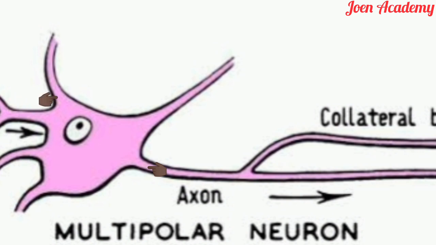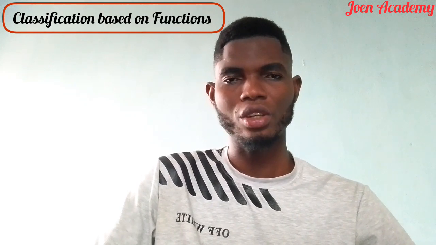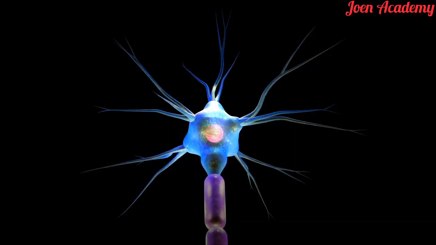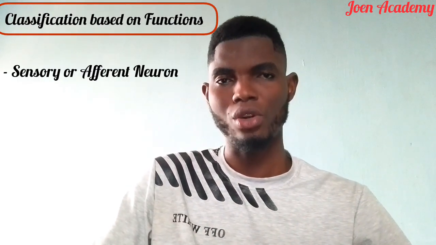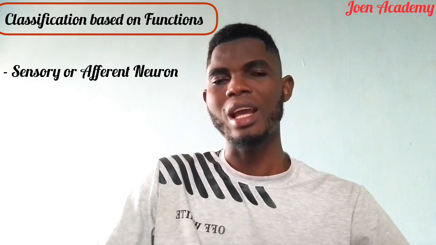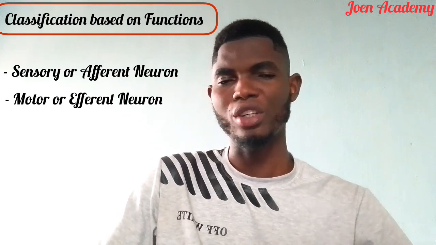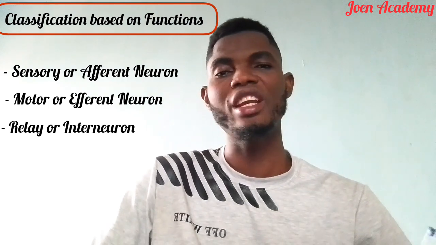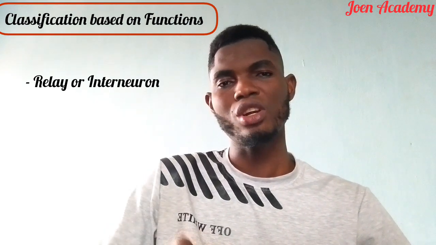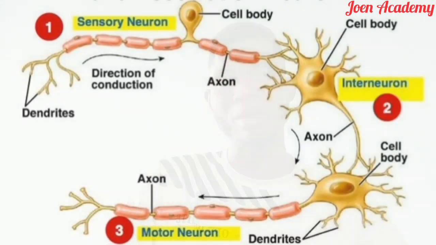Now let's look at the classification of neurons according to the function they perform. In this classification, neurons are classified into two main classes. We have the sensory neuron or the afferent neuron, and the motor neuron or the efferent neuron. Also, we have the association neuron or relay neuron. The association neuron is responsible for conveying impulses between the sensory and motor neurons.